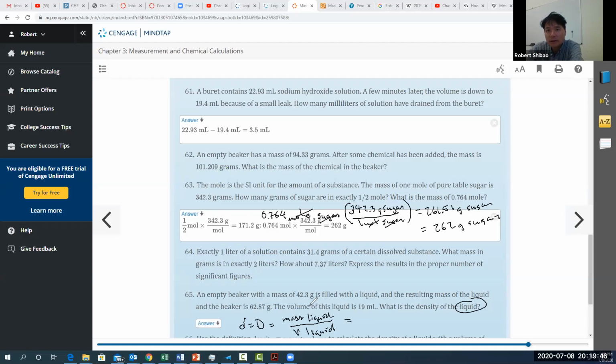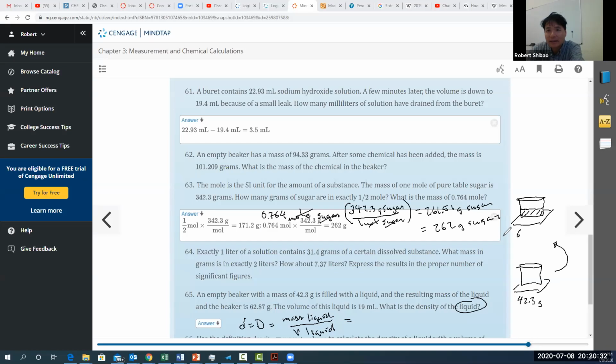The mass of the liquid, what is it? An empty beaker with a mass of 42.3. So what a beaker looks like is this little cup like this, and it's empty. There's nothing in the beaker. So this is just the beaker alone. The beaker alone is 42.3 grams. And then they put some liquid in that beaker. Well, yeah, you need a container to weigh the liquid in there. So we add some liquid into this beaker, and then reweigh it. And so when we reweigh it, it weighs 62.87 grams.